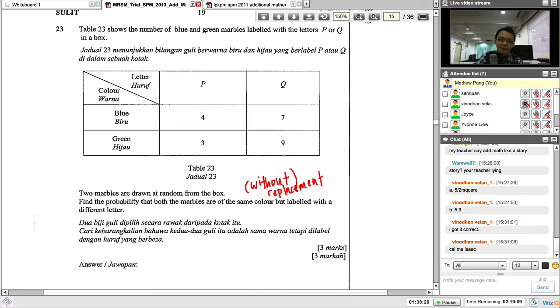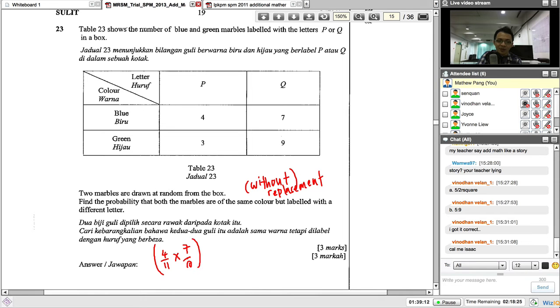Alright. You want the same color, so it must be blue and blue, or green and green, with different labels. So over here, I want to choose from blue first. The total for blue is how many? 11. So it's just 4 over 11. Oh, whether replacement or not is not important because they just choose from different places. No, it's important because the total actually minus 1. So here we multiply by 7 over 10.